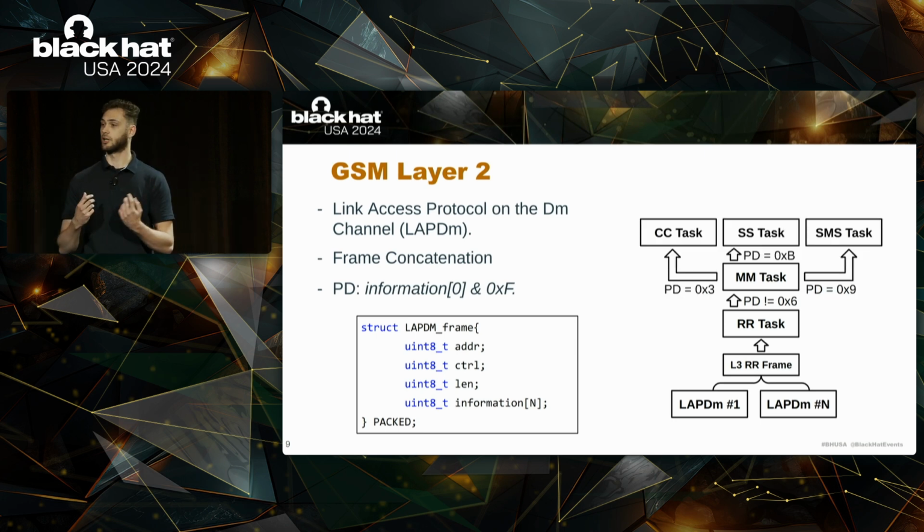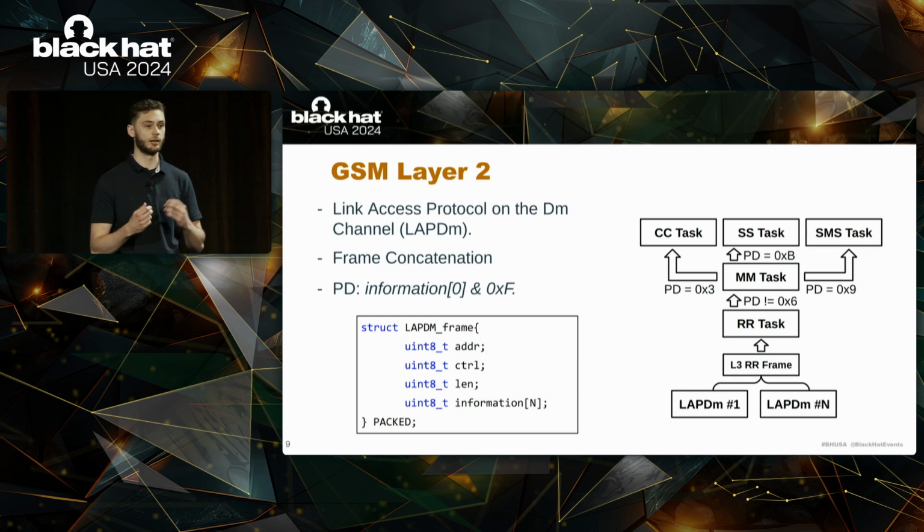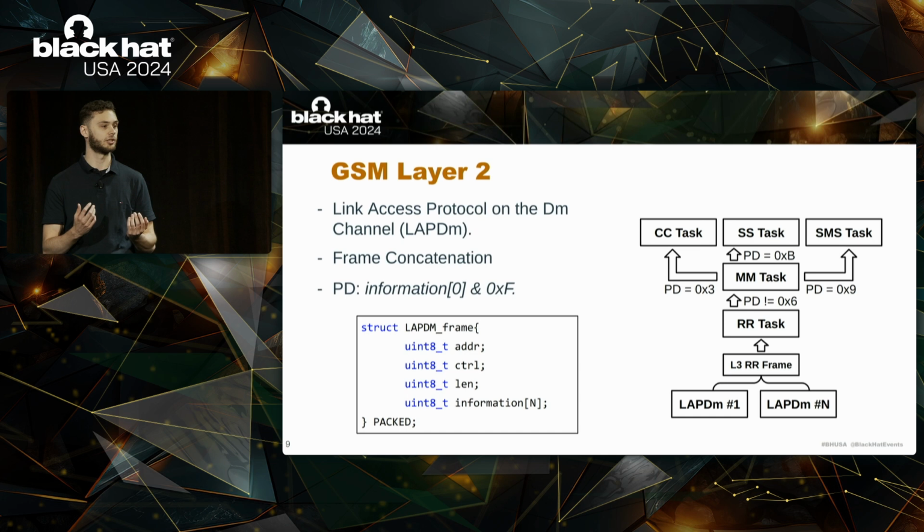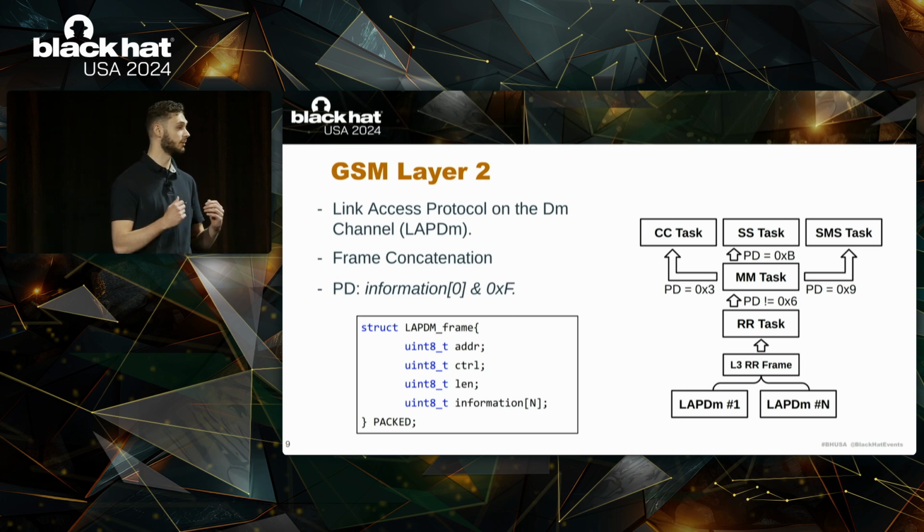Now the MM task has sort of the same job as the RR task. It will again look at this protocol discriminator, and based on this value, it will either forward it to the CC task, if the protocol discriminator is equal to 3; if it's equal to hex B, it will forward it to the SS task; and if it's equal to 9, it will forward it to the SMS task. And finally, if it's equal to 5, the message will stay in the MM task, and the MM task itself will parse the message.